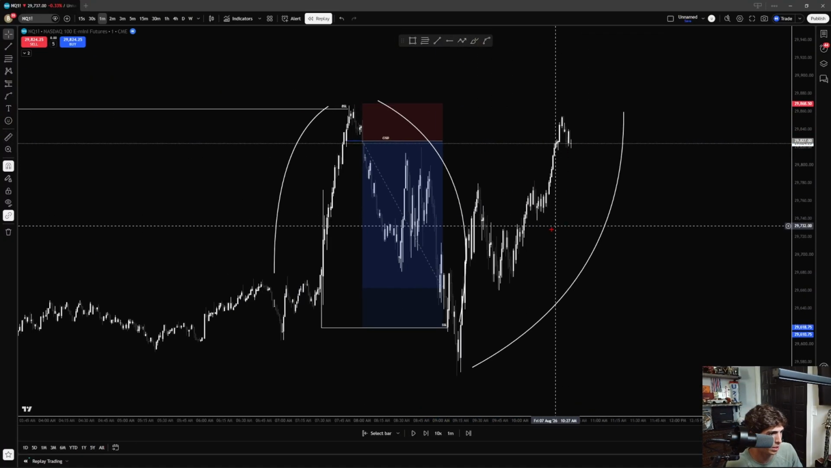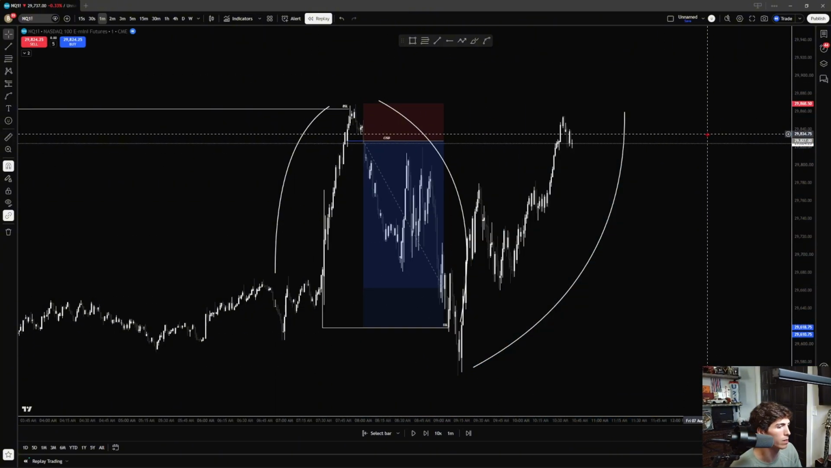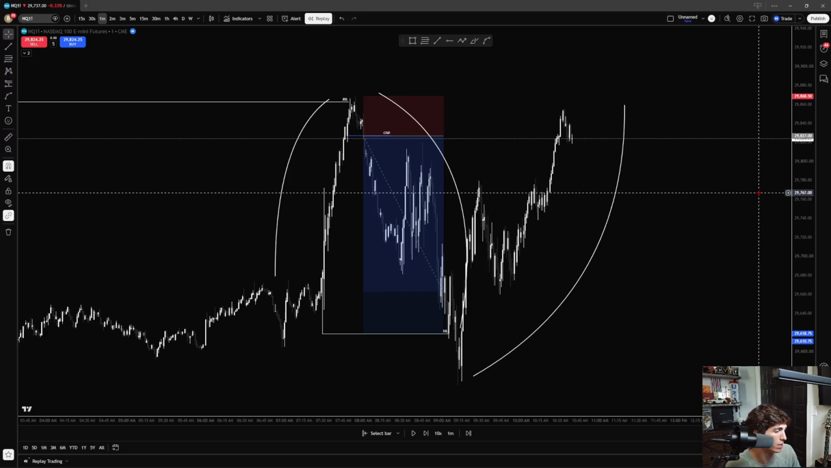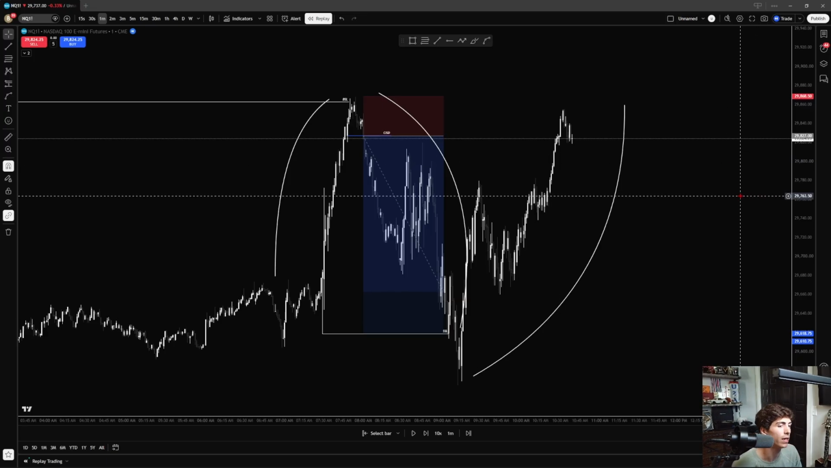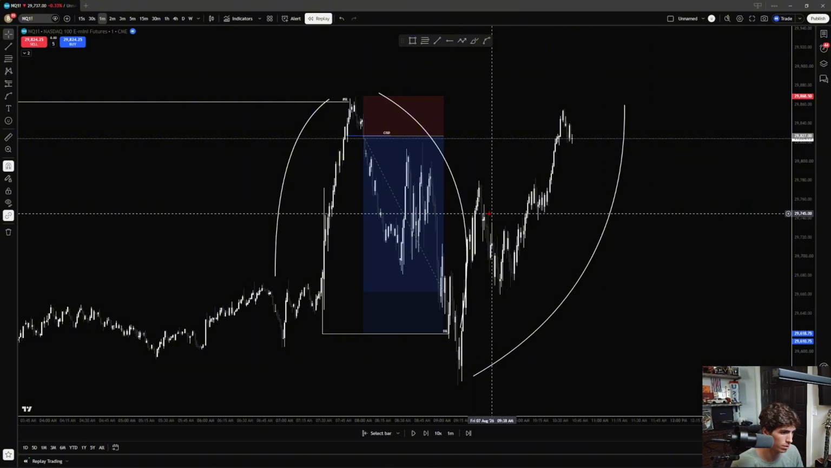I didn't take this trade, but you can see after completing sell side, it wants to make buy side of the curve here. So understanding what stage of market we're in, what stage of a market maker model we're in, you can understand how and actually what draws on liquidity to target.